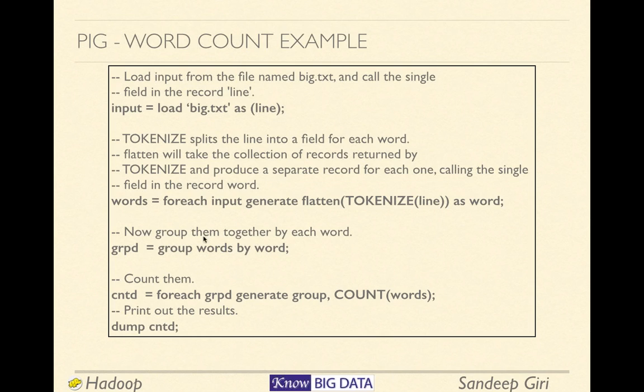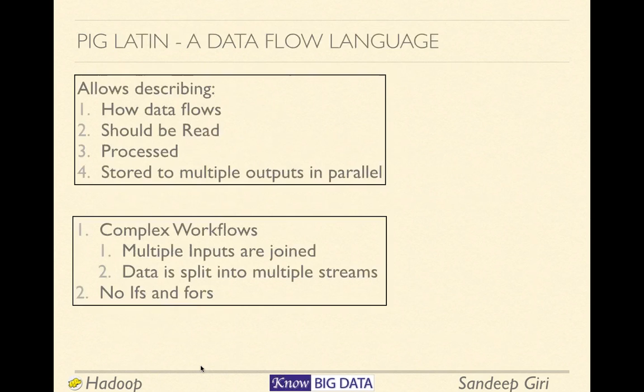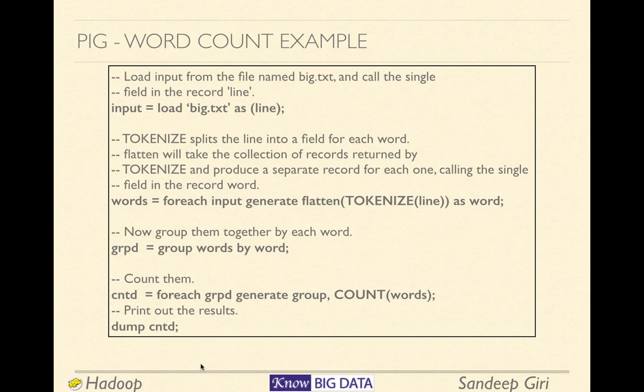After that you group it, and then after grouping you iterate again with foreach over the grouped ones, count them, and then print the output. So that's the big word count example. You can try out this one very quickly.